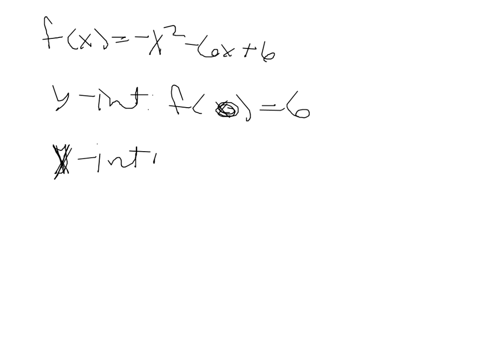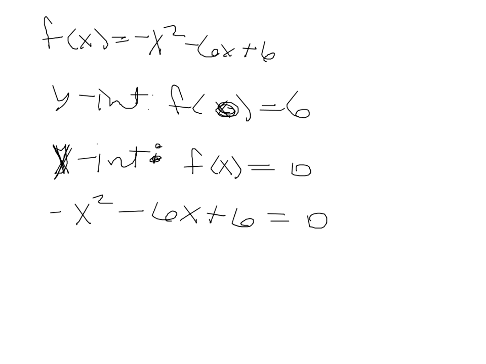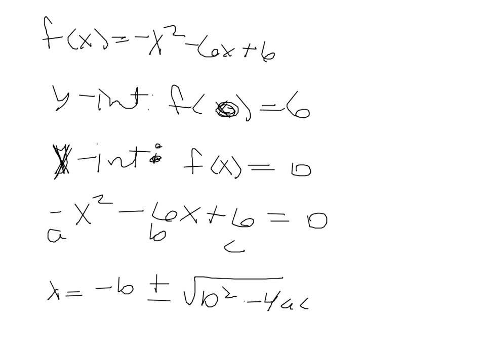My x-intercept, now I know I have x-intercepts because my range is from minus infinity to 15, so 0 is included in the range. So I have x-intercepts. To find the x-intercepts, I set f of x equal to 0 and solve for x. So here I have minus x squared minus 6x plus 6 equals 0. This isn't going to factor, so I'm going to use the quadratic formula, which is minus b plus or minus the square root of b squared minus 4ac all over 2a.